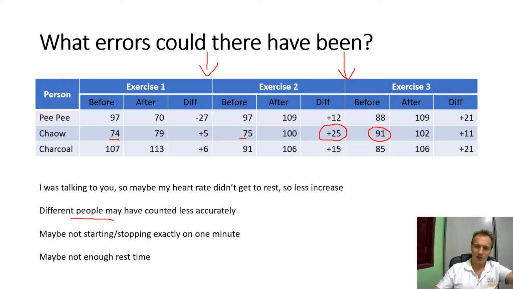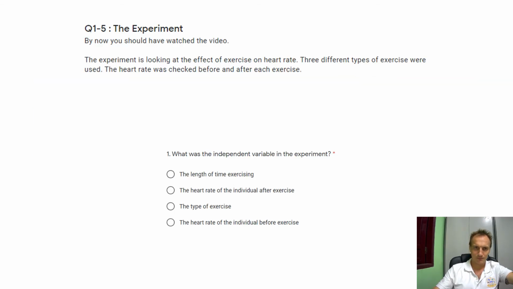Now, let's go and look through the answers to the quiz that I set you in the Google Forms. Questions 1 to 5, they're all based on this experiment. So question 1, what was the independent variable? That is the thing I change. That's the thing that I, as the scientist, changes.